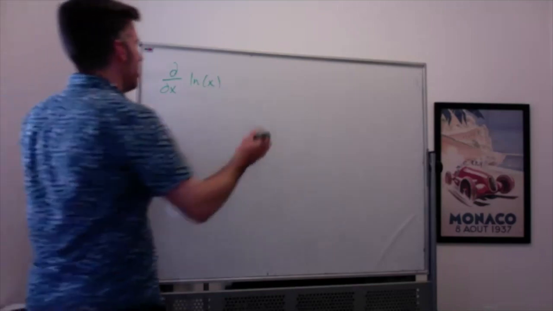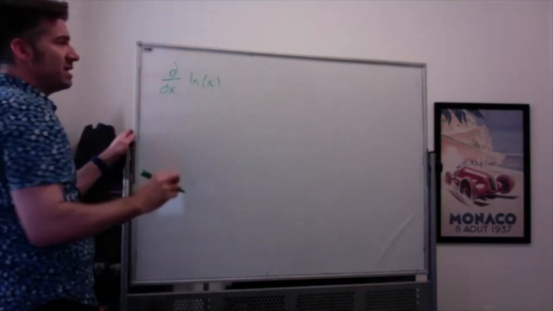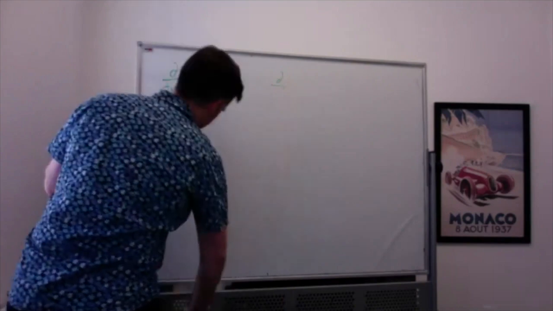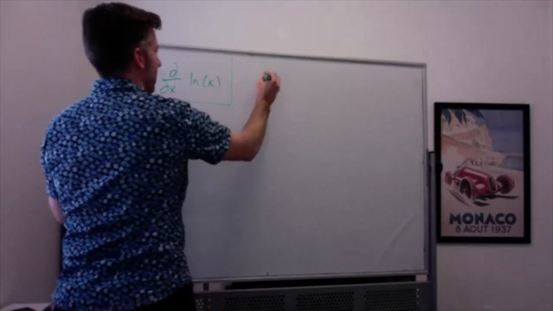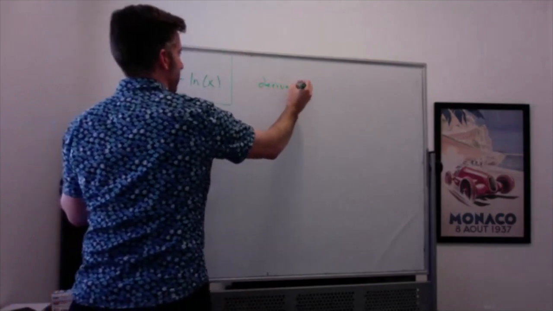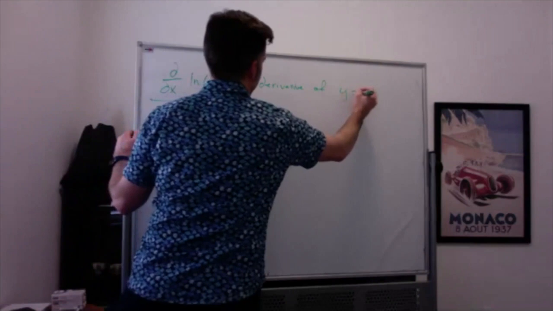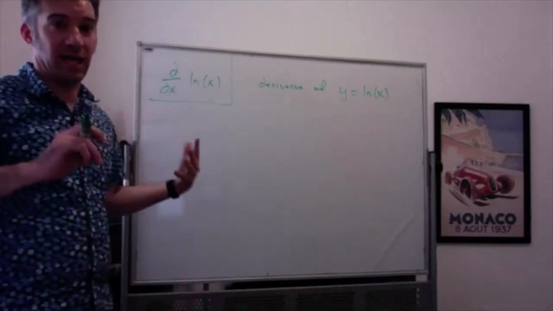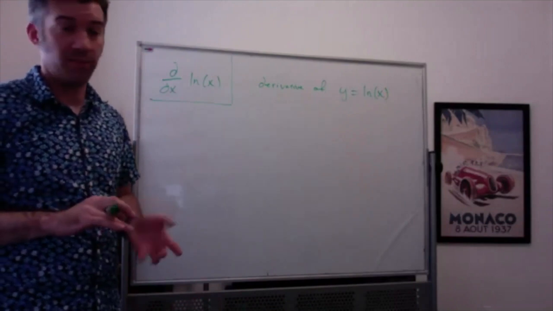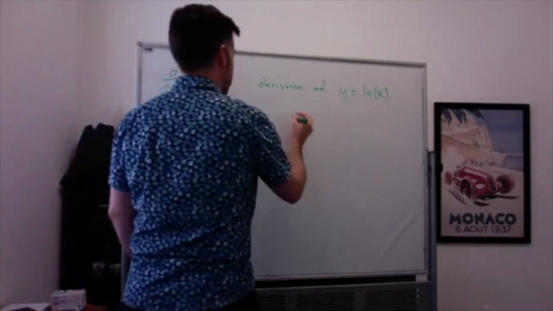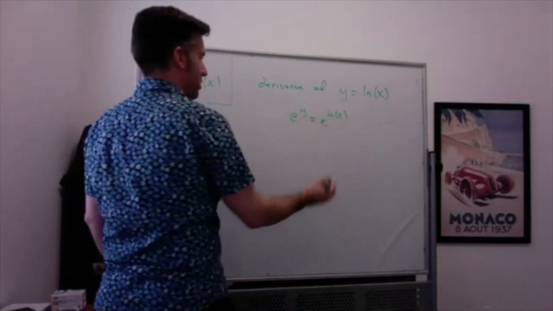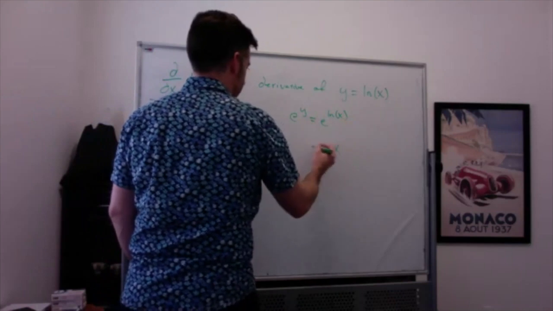So I'm going to say, it's really going to be easier if I rewrite this. I want to find the derivative, but I'm going to think of it as finding the derivative of the function y equal to the natural log of x. And I want to write it as an equation so I can actually solve for x as a function of y. So I'm going to rewrite this as e to the y equal to e to the natural log of x, which is x equal to e to the y.